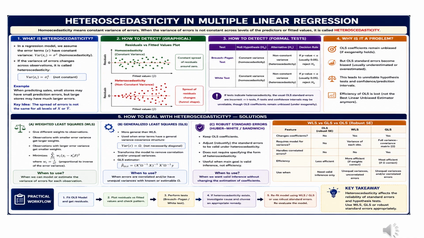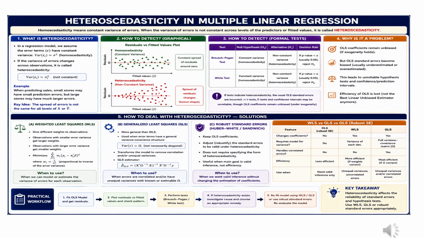This is called heteroscedasticity. In simple terms, we can remember, homoscedasticity means constant spread of errors. Heteroscedasticity means changing spread of errors. So how do we identify it? First, we can use a residual versus fitted value plot. If the residuals have approximately the same spread throughout the plot, that supports homoscedasticity. But if the residuals form a funnel or cone-shaped pattern, where the spread increases or decreases, that is an indication of heteroscedasticity. We can also use formal statistical tests, such as the Breusch-Pagan test or the White test.